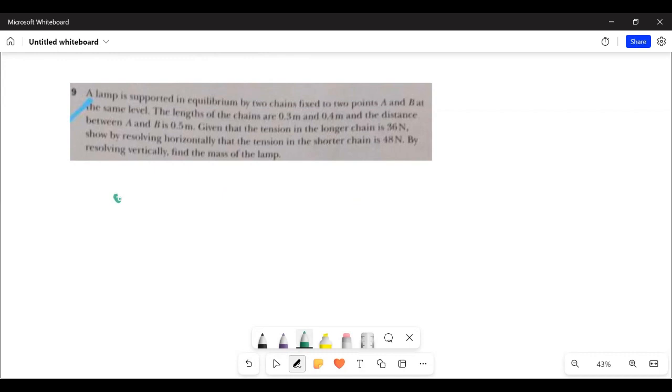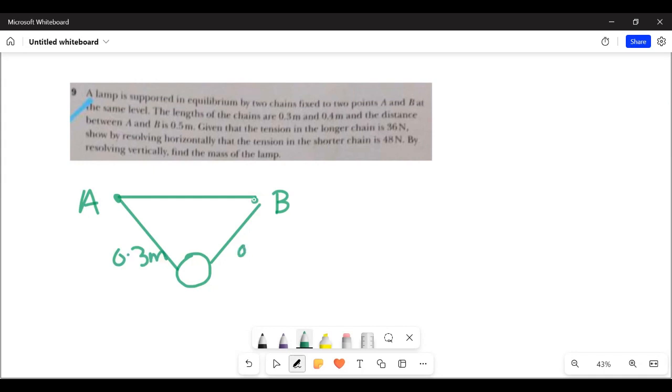Okay, so there's 2 points A and B, probably on the roof. And from these points, a lamp is being supported. So let's say this is the lamp. Okay. And then we're told that the lengths of the chains are 0.3 and 0.4 meters. So let's say this is 0.3 meters and this is 0.4 meters. And the distance between A and B is 0.5 meters.